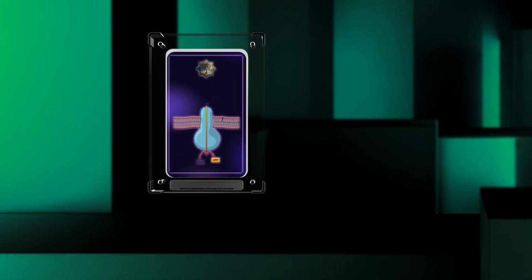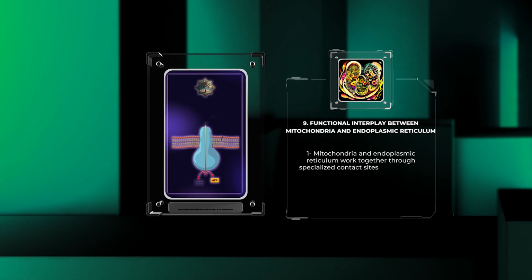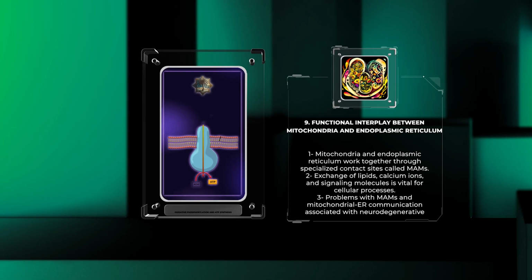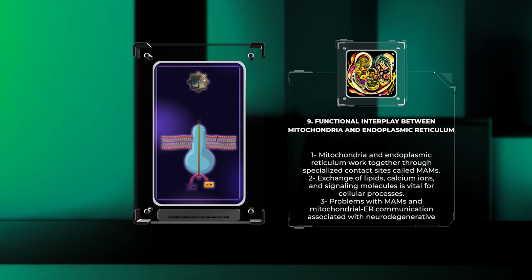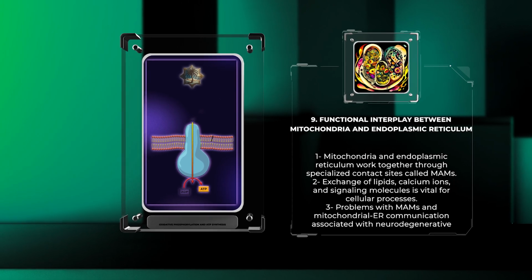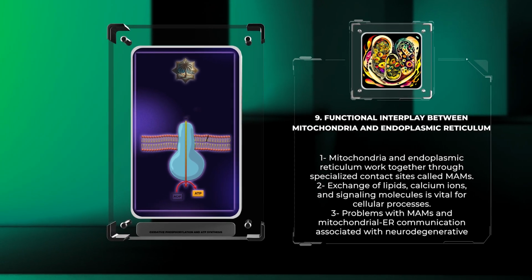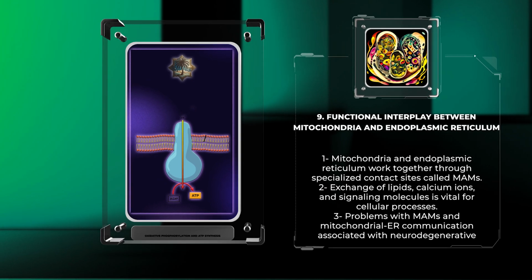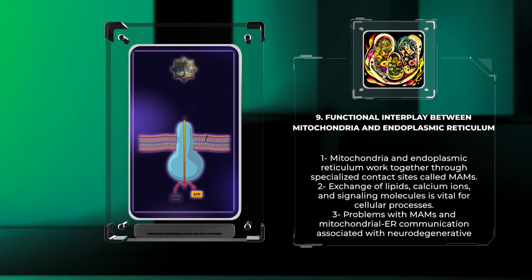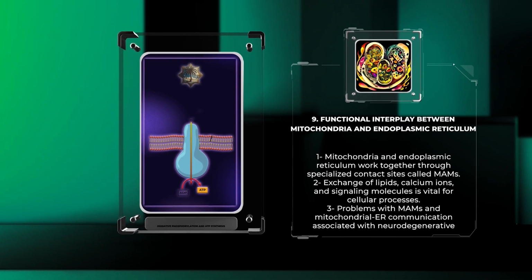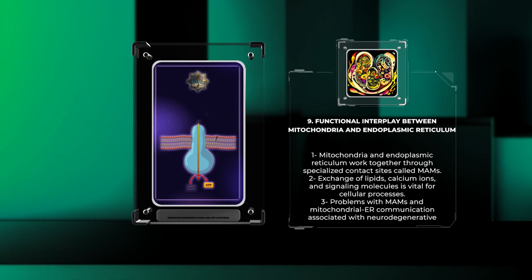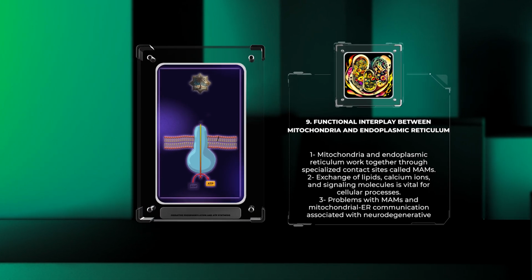The mitochondria and endoplasmic reticulum, ER, work together through specialized contact sites called MAMs. They exchange lipids, calcium ions, and signaling molecules, which are vital for cellular processes. Problems with MAMs and mitochondrial ER communication are associated with diseases like neurodegenerative diseases, metabolic disorders, and cancer.